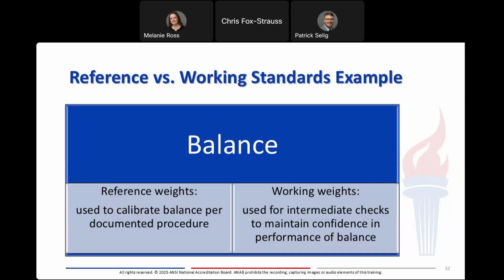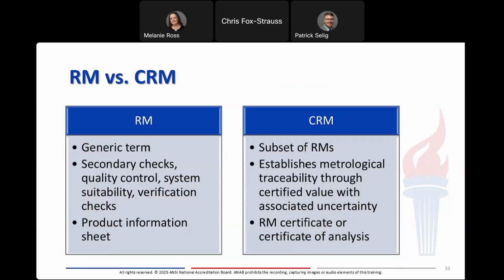If performing calibrations in-house, it's important to ensure that there is segregation between reference standards and working standards. As best practice, there should be separate traceability for the reference standards and the working standards. We provide an example here where reference weights are used to calibrate a balance per a documented procedure. Working weights within the laboratory are used for intermediate checks to maintain confidence in performance of the balance. These weights are different and have separate traceability chains associated with the weights.